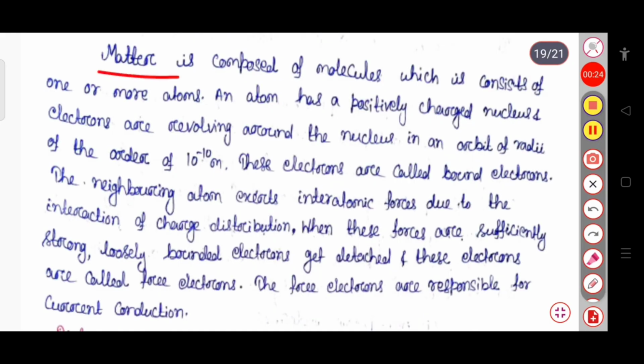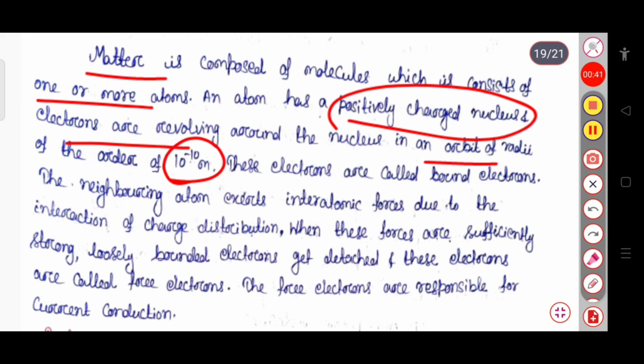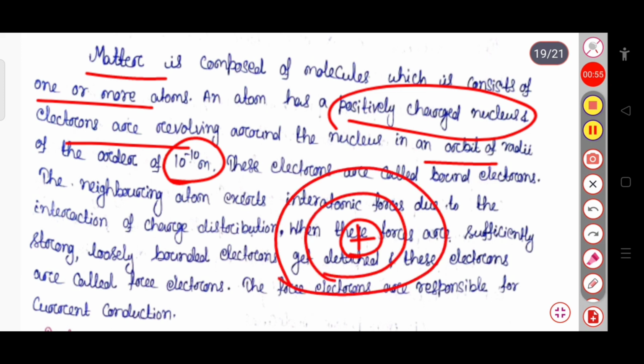As we know, matter is composed of molecules which consist of one or more atoms. In case of an atom, it has a positively charged nucleus and the electrons are revolving around the nucleus in an orbit of radii of the order of 10 power minus 10 meter. The central part is the positively charged nucleus, and the electrons are orbiting around this nucleus in the various possible orbits.